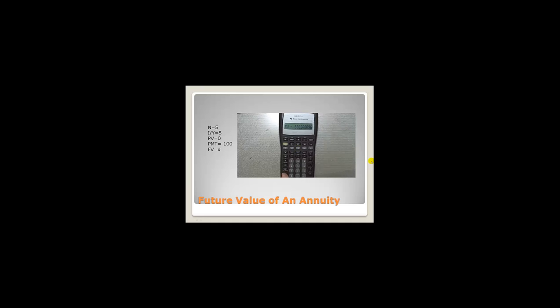Now this is just a quick video to help you enter this particular problem into the calculator. So you're going to hit 5 and N, 8 and I over Y, 0 and PV. And since the $100 payment is the only thing that we're entering between the PV, the payment, and the future value, we're going to make that the negative number and enter that into payment. And then we're going to hit compute future value, and that should give us the 586.66 that we're looking for in this equation.